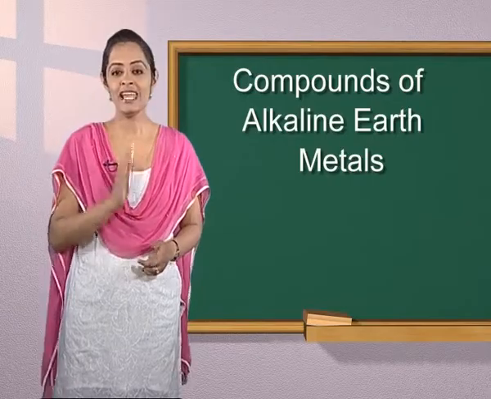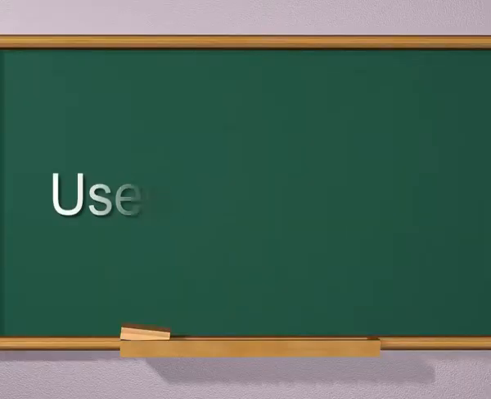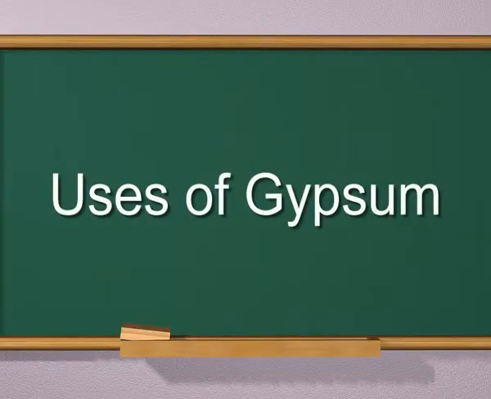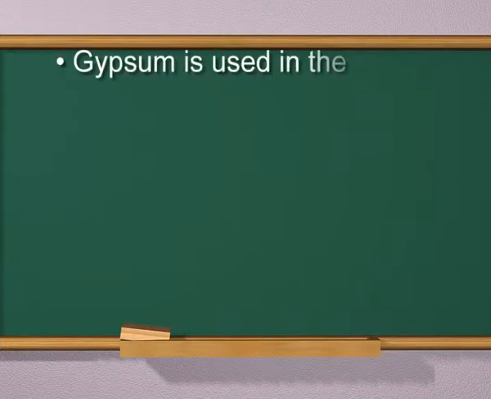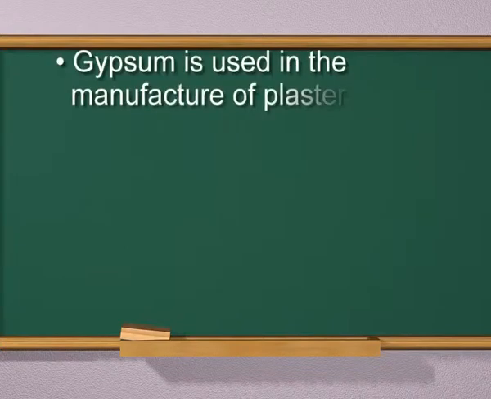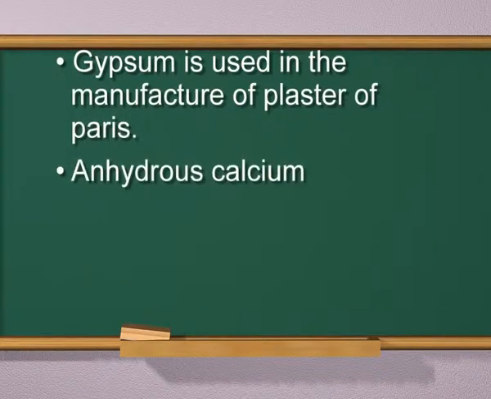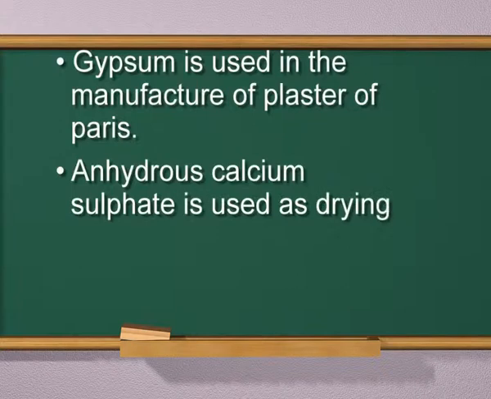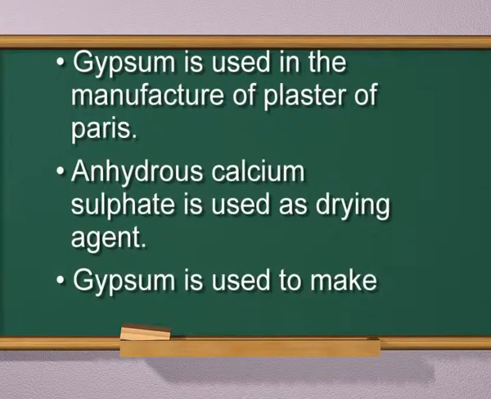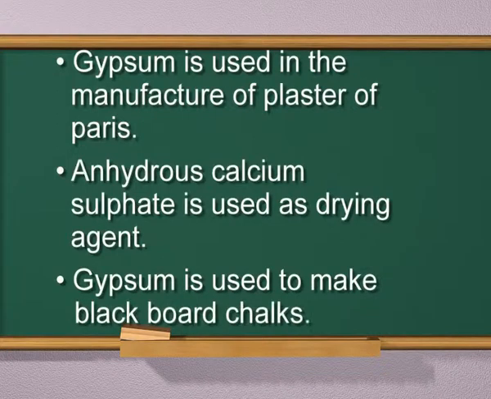Children, let us now learn about uses of gypsum. Gypsum is used in the manufacture of plaster of Paris. Anhydrous calcium sulfate is used as a drying agent. Gypsum is used to make blackboard chalks.